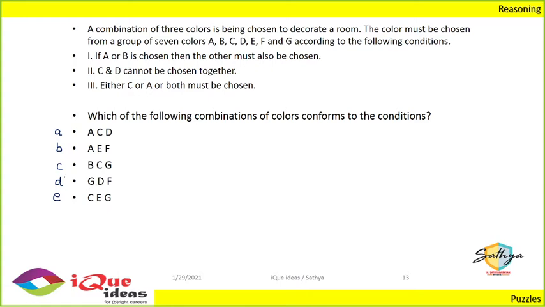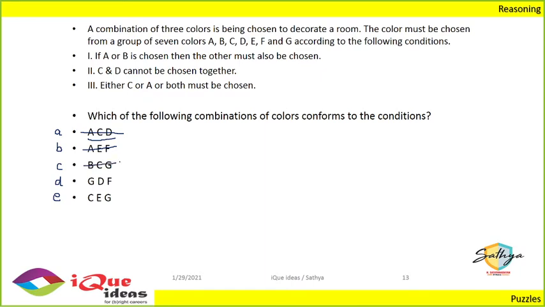Okay, guys. So let's take a look at them one by one. Let's take a look at the first option. The very first condition is if A or B is chosen, then the other must also be chosen. That means if A is there, B must be there. The very first condition is violated. Not my answer. The same is the second one. If A is there, B must be there. Not my answer. B is there, A is not there.